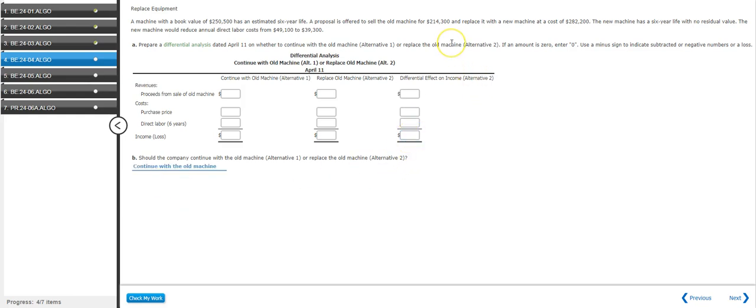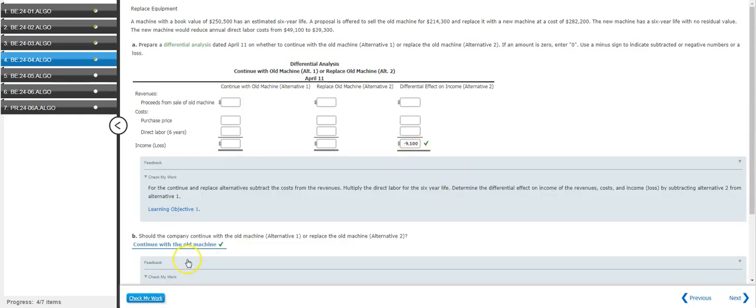Alright, alternative 2 is replace the old machine. We don't want to do that, so this is going to be a negative 9,100. Again, don't worry about the forms. I'm just doing that to prove to you I got the right number per the system. Worry about the conclusion and the difference between how much better it is from the option you chose and the alternative that you're comparing it to.